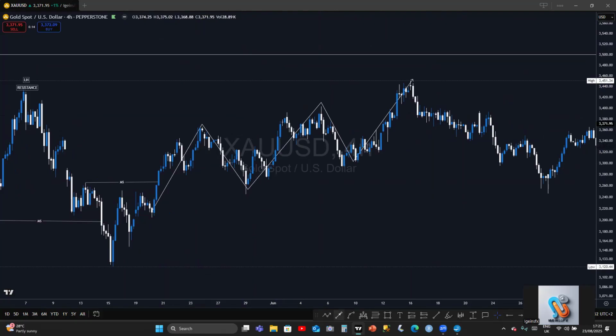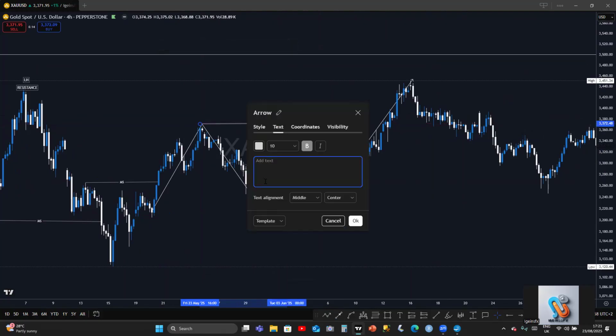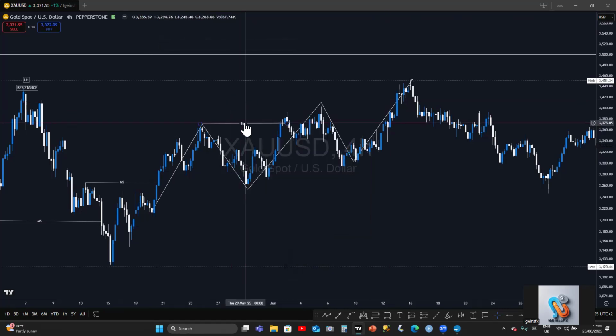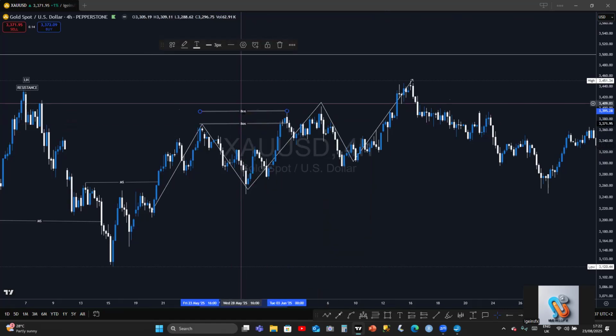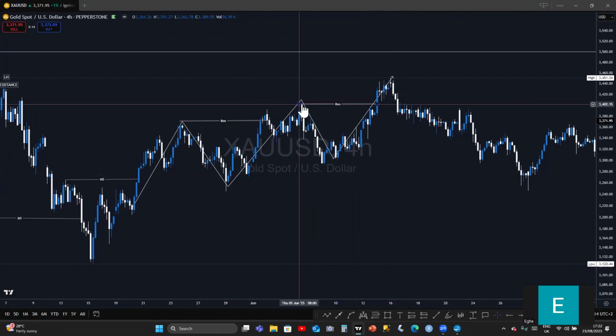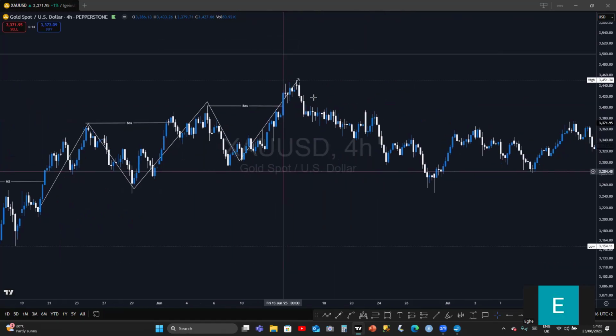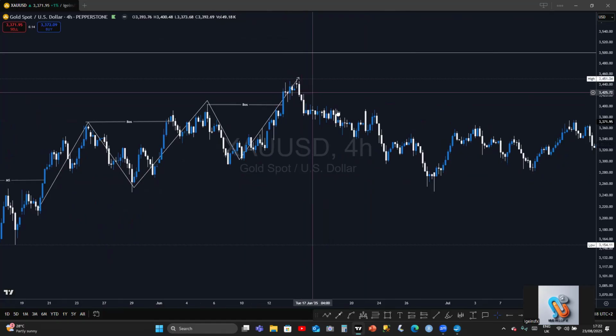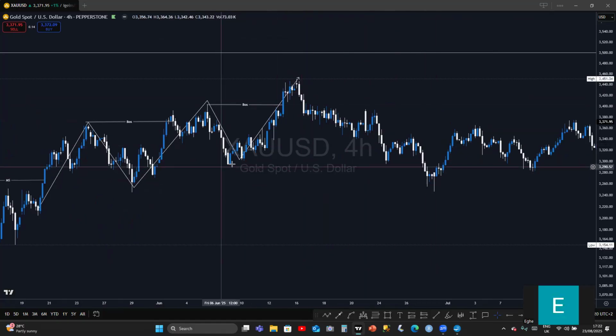So this is a break of structure. This is a break of structure. This is another break of structure. When price got here, now what happened? It started coming down, violating this level.